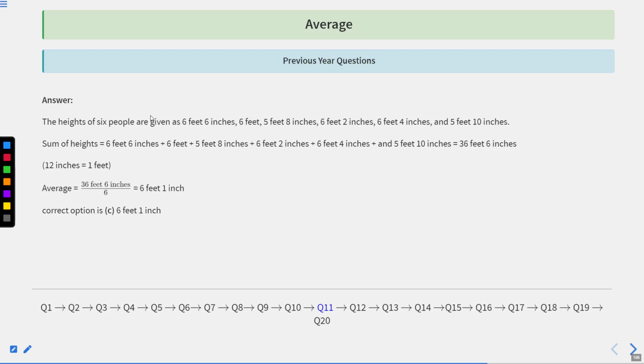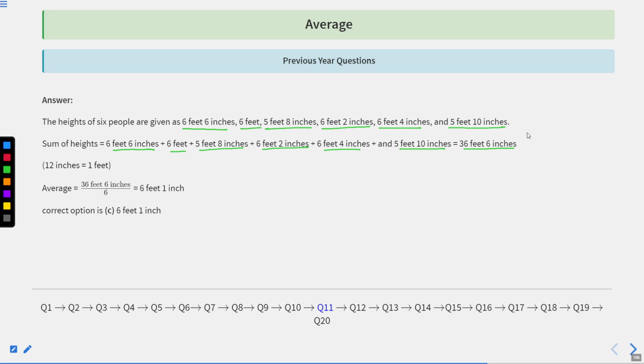So the heights of 6 people are given as 6 feet 6 inches, 6 feet, 5 feet 8 inches, 6 feet 2 inches, 6 feet 4 inches, 5 feet 10 inches. The sum of heights is going to be 6 feet 6 inches plus 6 feet plus 5 feet 8 inches plus 6 feet 2 inches plus 6 feet 4 inches plus 5 feet 10 inches. This total is equal to 36 feet 6 inches.